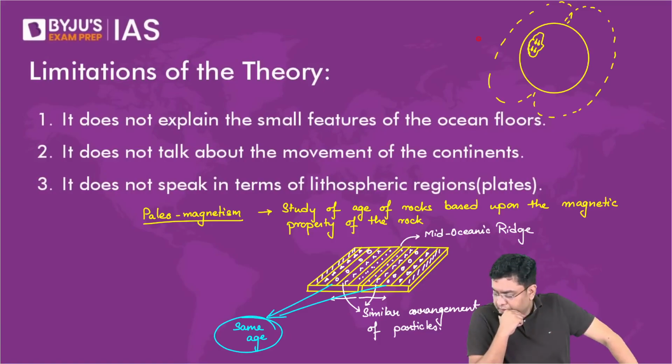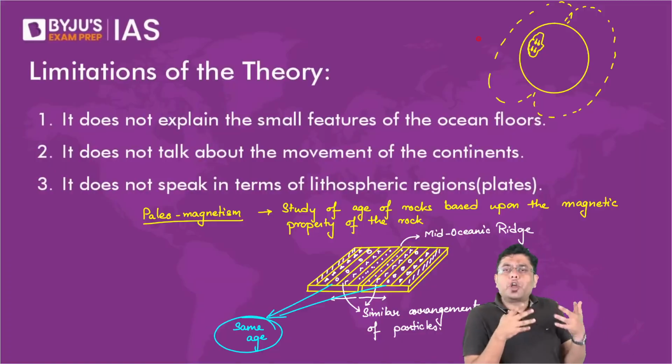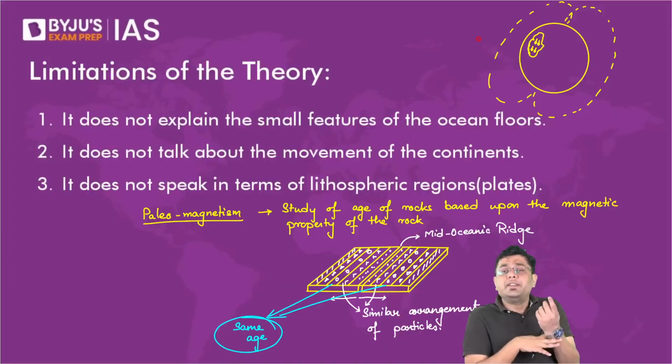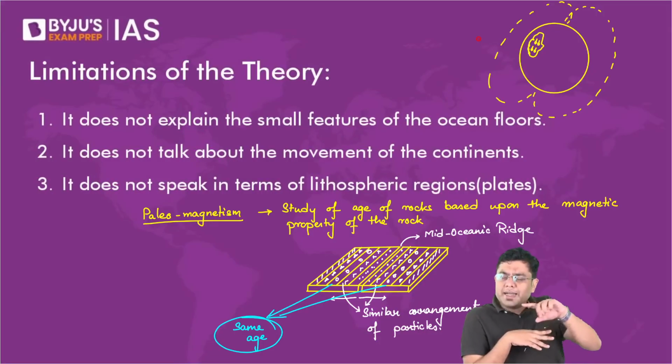Okay. The last point of limitation is that this theory does not talk about whether there is only a creation of newer crust or whether there is a creation of a new lithosphere. Lithosphere, understand, refers to the upper solid mantle as well as the crust. So his theory was silent about that.